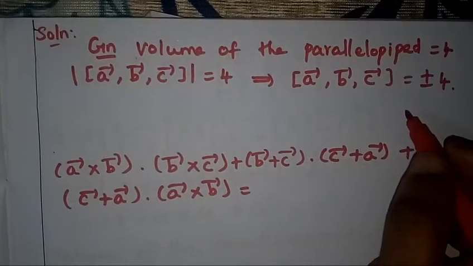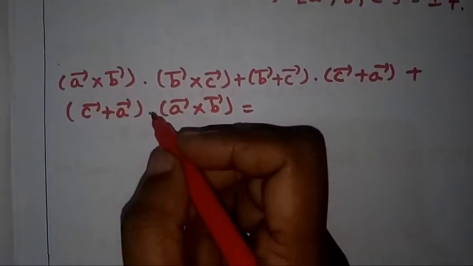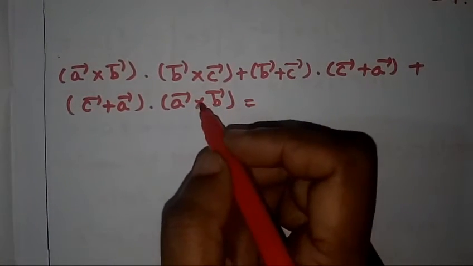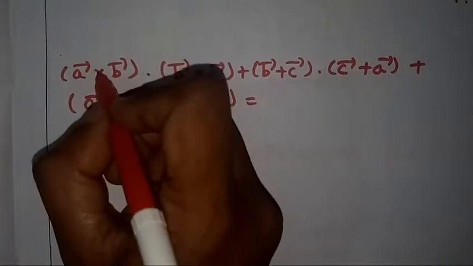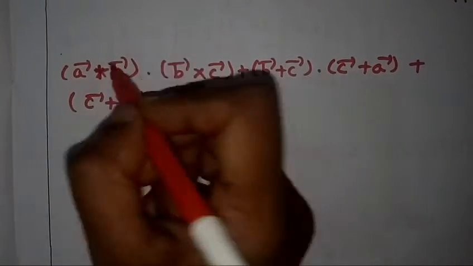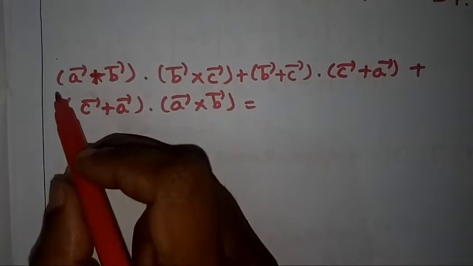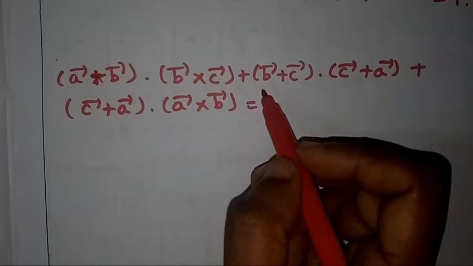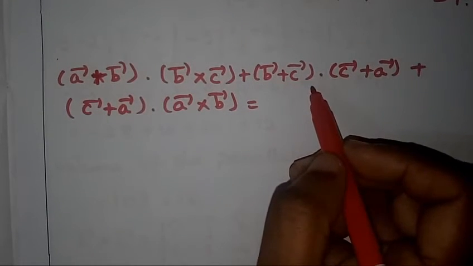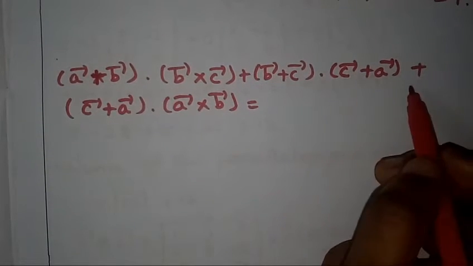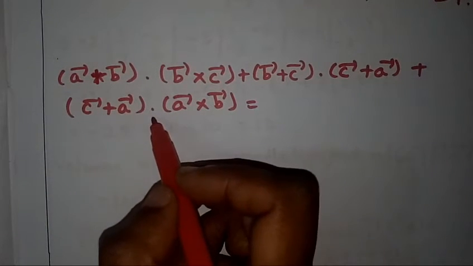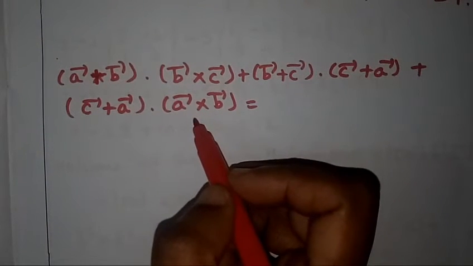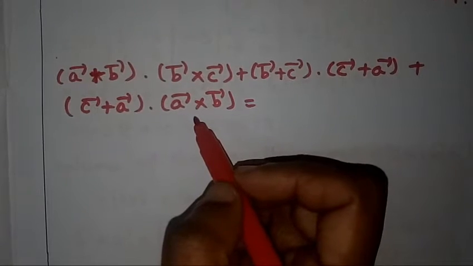Keep this aside, and now this value only we need to find out. So I wrote the question. Here it is A vector plus B vector dot B vector cross C vector, plus B vector plus C vector dot C vector cross A vector, plus C vector plus A vector dot A vector cross B vector. This value only we have to find. So how are we going to find this?